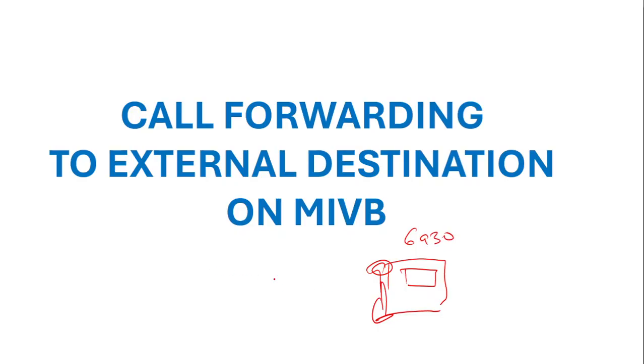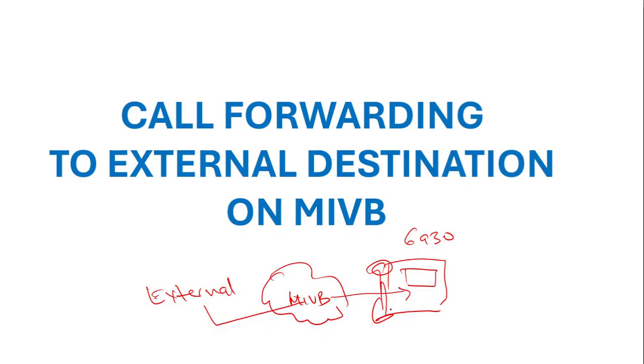As an example, a call comes in through MiVoice Business, it's an external call. It comes in from outside. So the call will come into MiVoice Business. From there it goes to the extension, and we want it to go to an external destination and ring probably the user's cell phone number, the user's cell phone here. So this is what we call call forwarding.